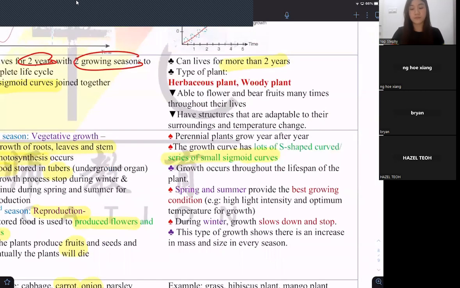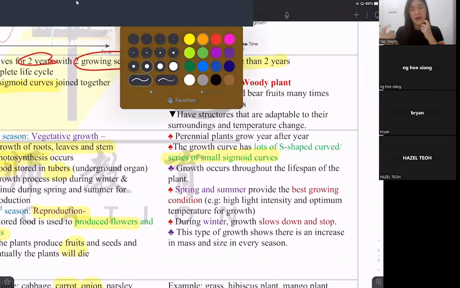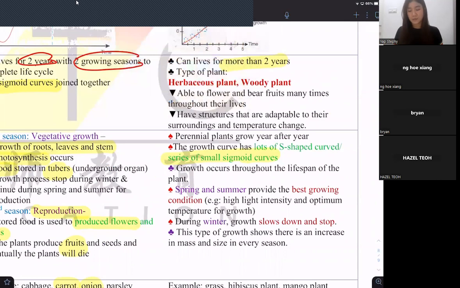And then for the last one, perennial. Perennial, this one is very seldom asked because it is very easy. They just flower and bear fruit many times throughout their life. Because for this one, they can live more than 2 years. This means like 20 years, 30 years, 50 years also can.